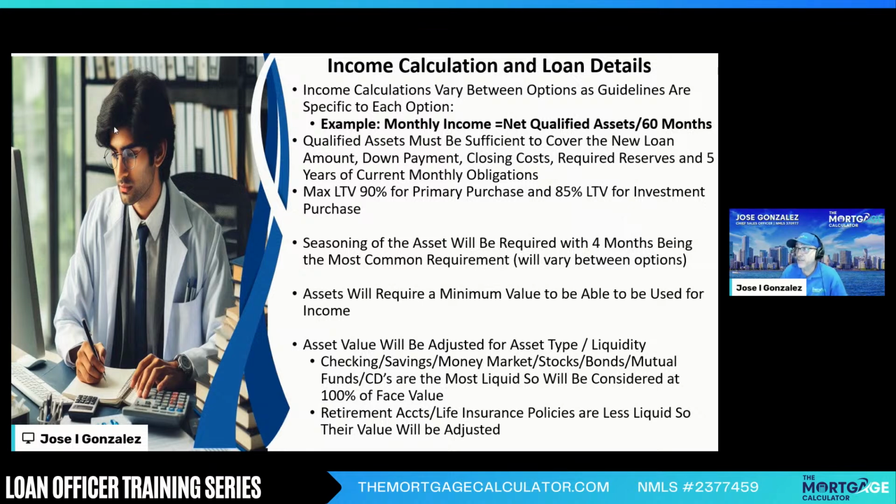If it's not enough to cover all of those obligations, the 5 years of the PITI, the reserves, the closing costs, the down payment, plus a new loan, then the loan is not going to qualify. Then your net qualified assets aren't enough to meet the litmus test, let's call it, for this loan. So that's how you determine the amount of the net qualified assets. And once you determine it is enough, then you plug it into the equation.